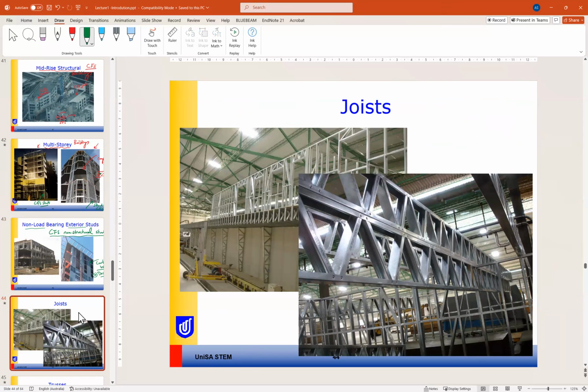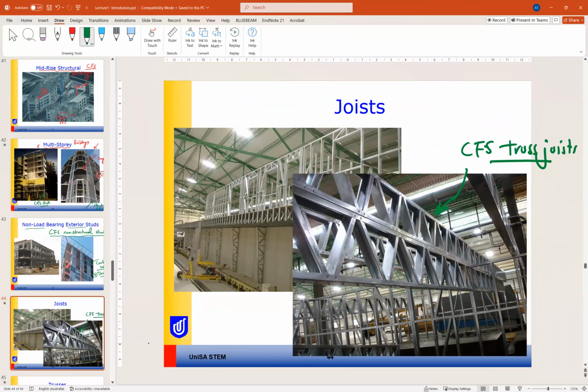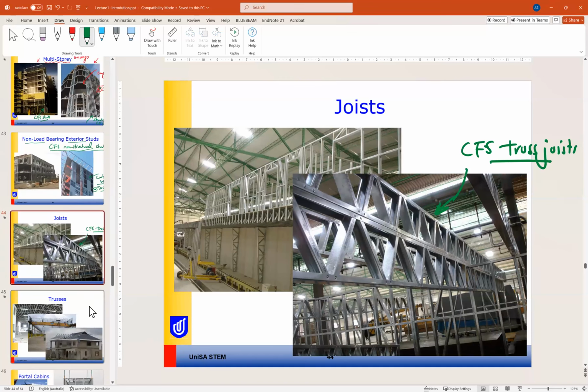And the joists, some joists like this one here, this cold formed steel truss joist. So the joists are similar to purlins, but maybe in the truss form, as you can see. So it depends on the span of the joist. In some cases it can be a normal C section or Z section, or sometimes if it is larger spans, it can be from steel. So it can be from trusses like this one.